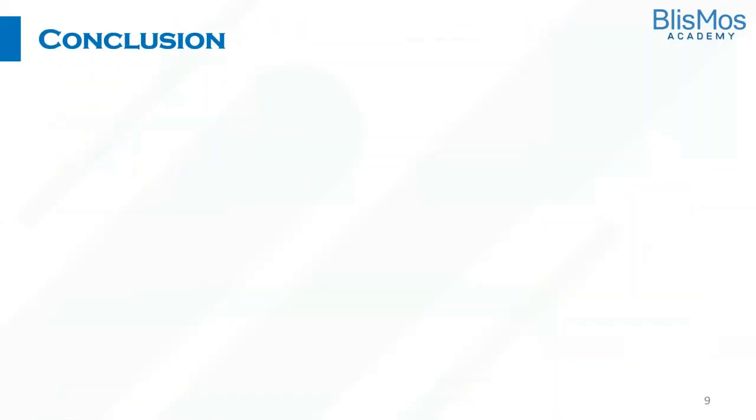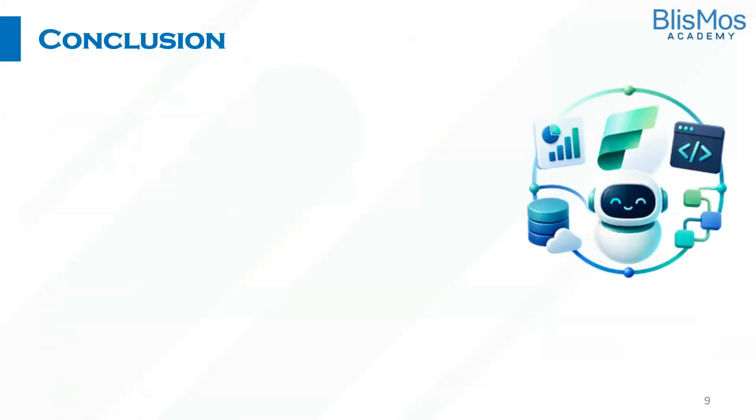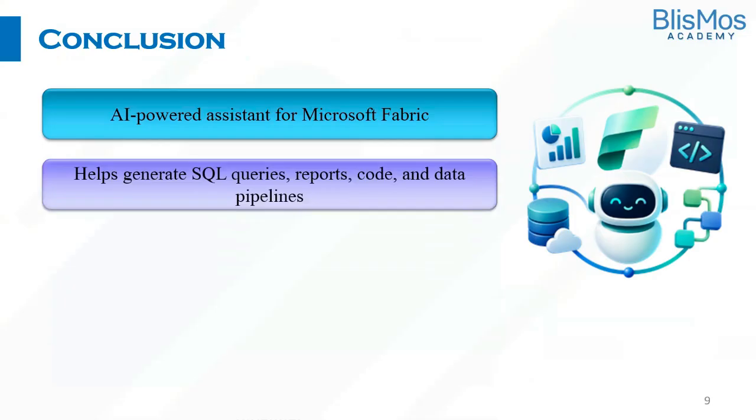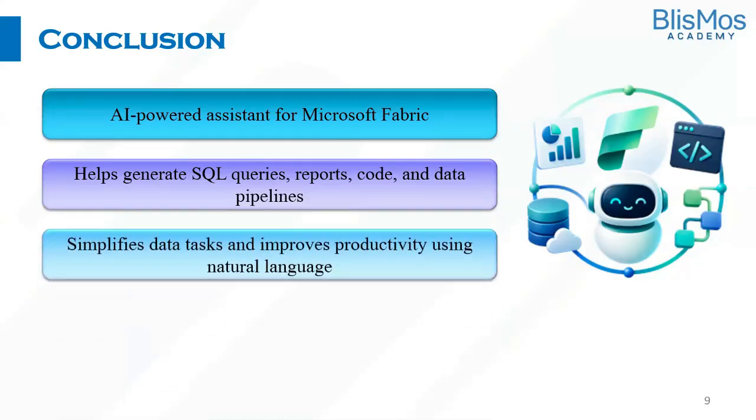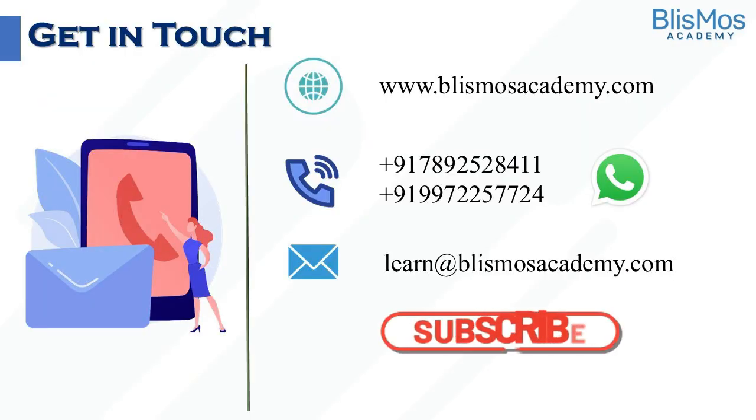So in conclusion, we can say that in Microsoft Fabric, Copilot is an AI-powered assistant. It helps users generate SQL queries, report code, and data pipelines, and eases the building of data pipelines. It simplifies common tasks and improves productivity using NLP, natural language, etc. Fabric is easier to use for both technical and non-technical users. Copilot will help learners improve their productivity, and if they are beginners, it is easy to catch up on things. That's all for now.